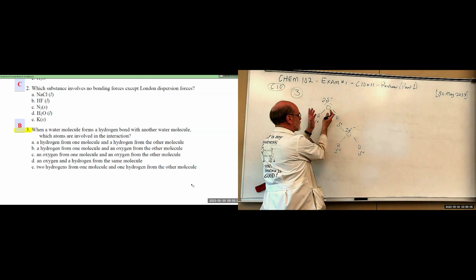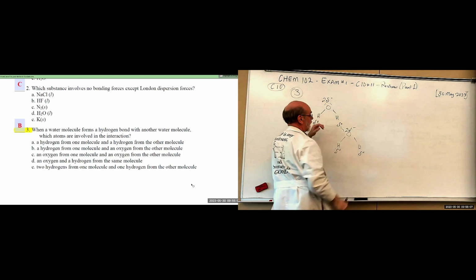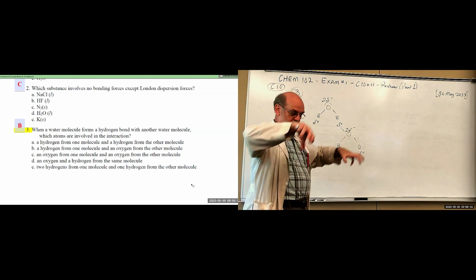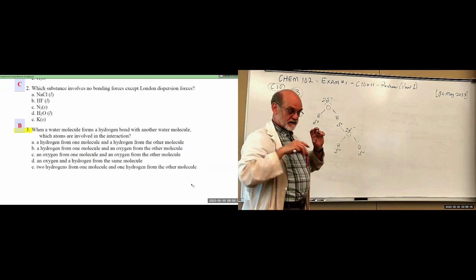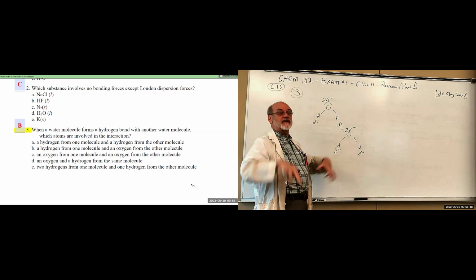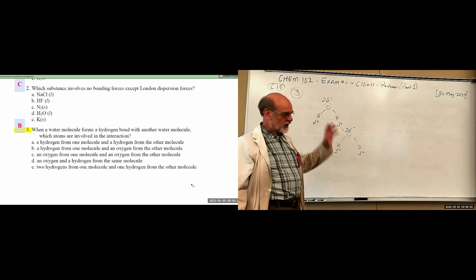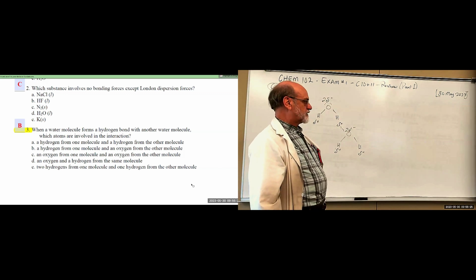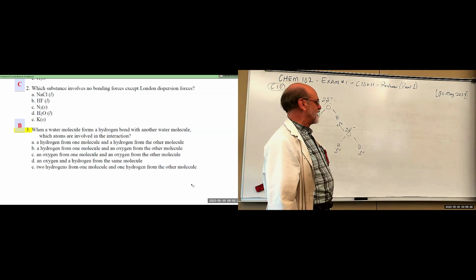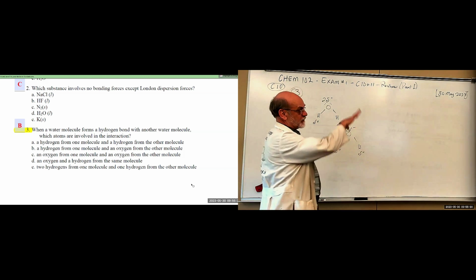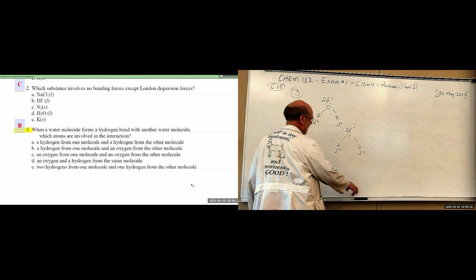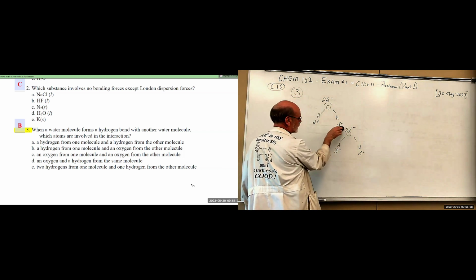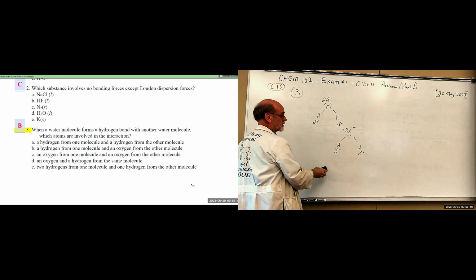And the molecule is too small. You can't get them to wrap around and do that. Now, with big molecules, they can wrap around and have polar interactions within the molecule. But we're not interested in that right now. E, 2 hydrogens from one molecule and 1 hydrogen. Okay, we go from the sublime to the ridiculous. B is the answer. 1 hydrogen from one molecule interacts with the oxygen of another to form that dipole-dipole interaction.